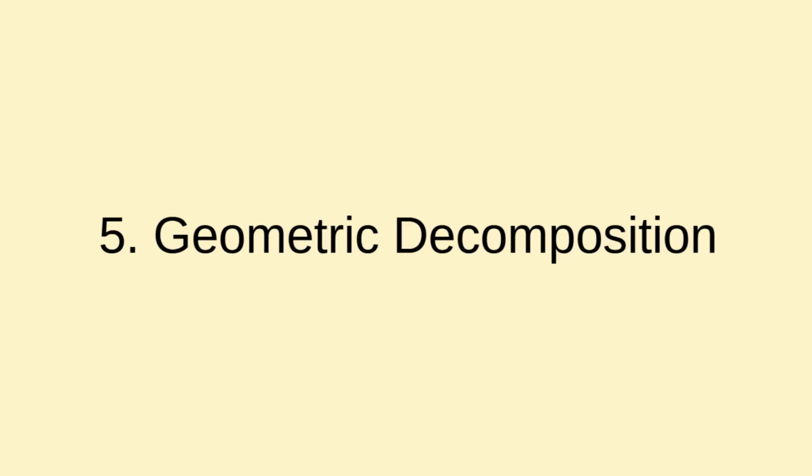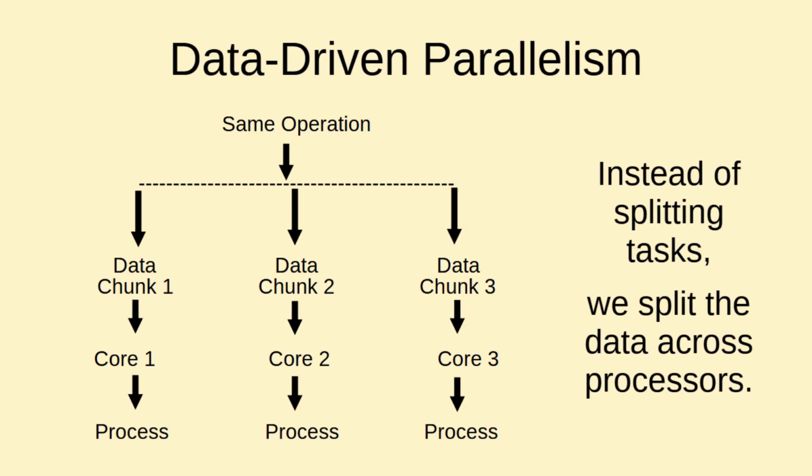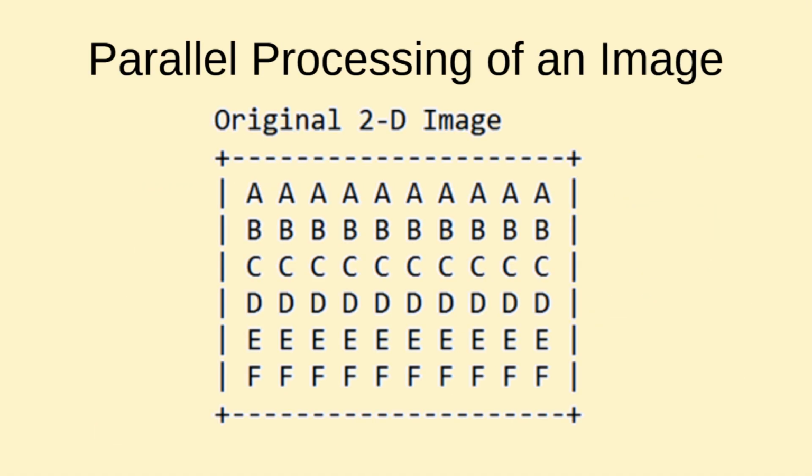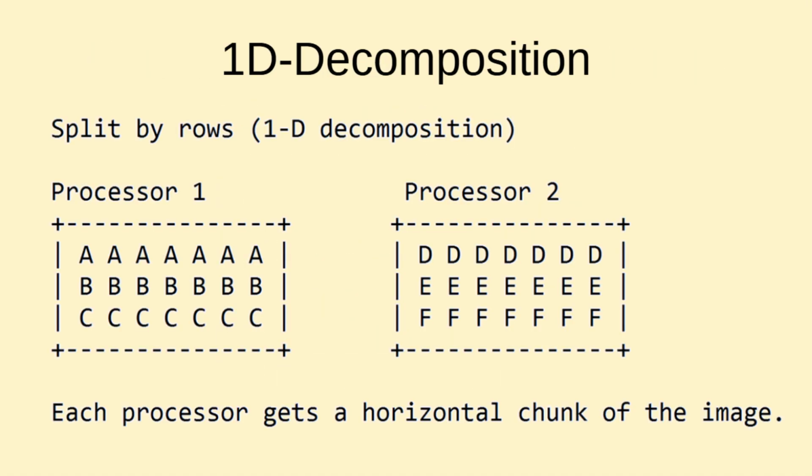Now let's look at data driven parallelism. Instead of splitting tasks, we split data. Each processor performs the same operation but on different portions of the data. Consider a two-dimensional image. To process the image in parallel, we divide it into chunks and distribute those chunks across processors. In one-dimensional decomposition, the image is split in only one direction. For example, each processor may receive a group of rows. This approach is simple and commonly used.